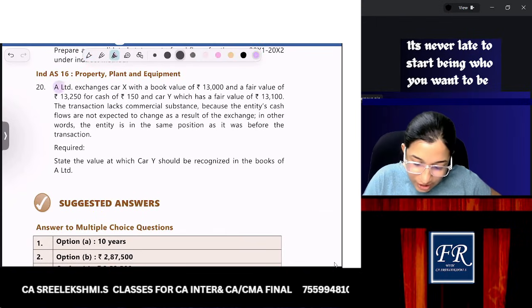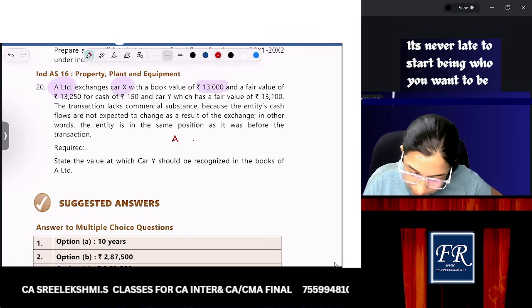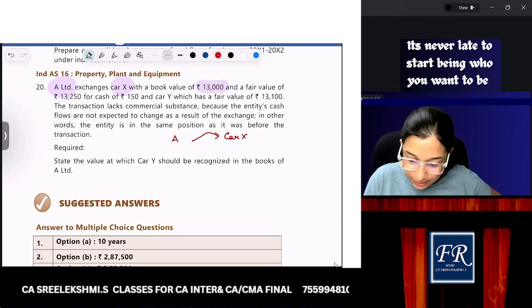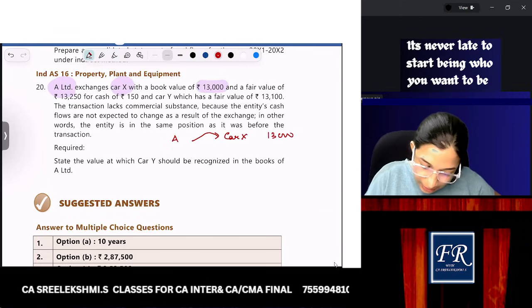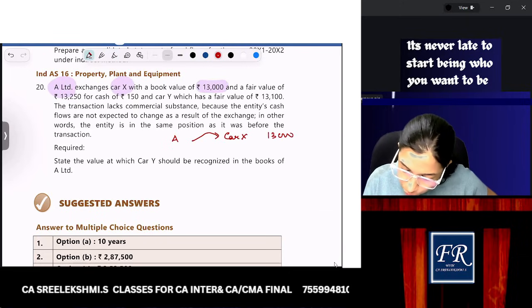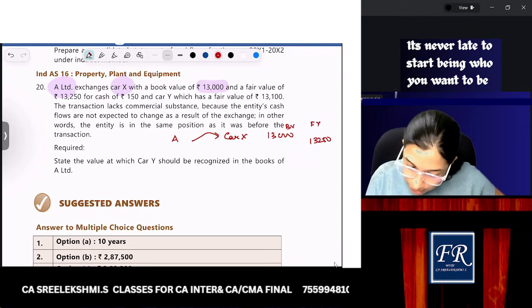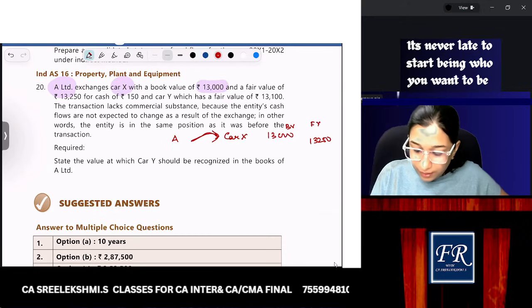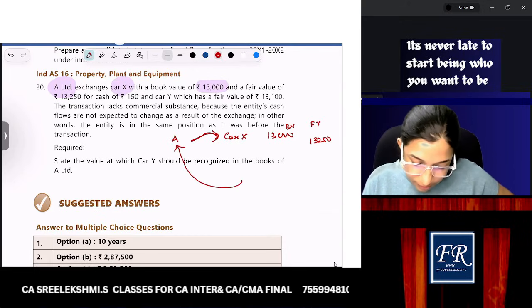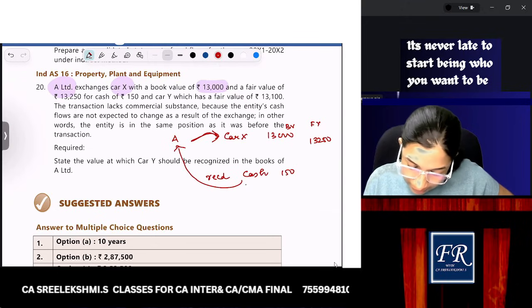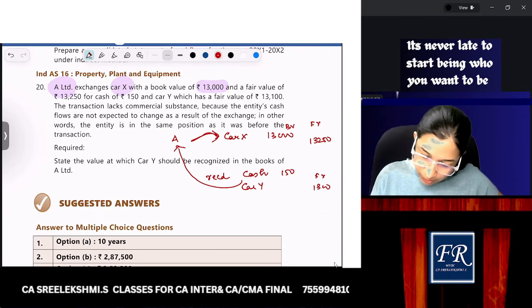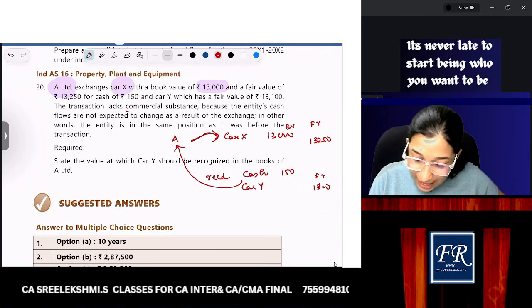A Limited exchanges car X with book value of 13,000. A Limited has given up a car X of 13,000 book value and the fair value of this car X is 13,254. So this is given up by A, and what A has received is cash 150 and car Y with fair value 13,100. The transaction lacks commercial substance.